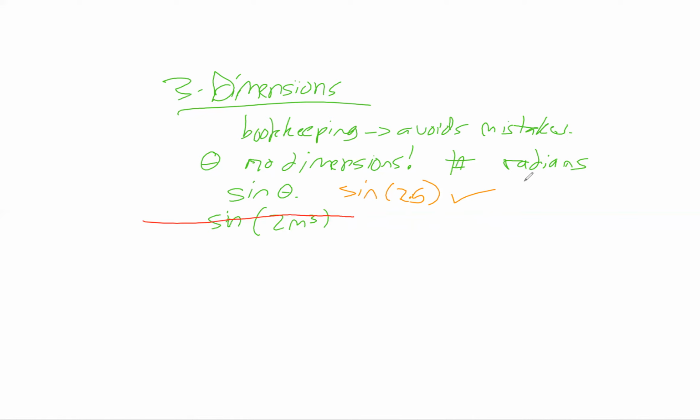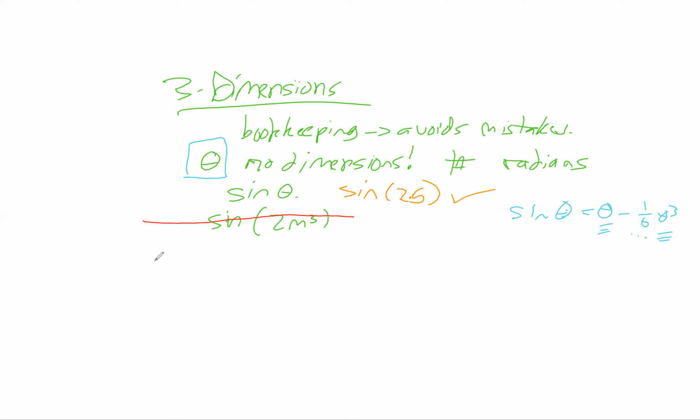If you've taken single variable calculus and you study Taylor series, you know that sine of theta is theta minus 1/6 theta cubed and so on. And these things, they're just numbers, right? So I'm just trying to explain why theta is just a number. It has no units.